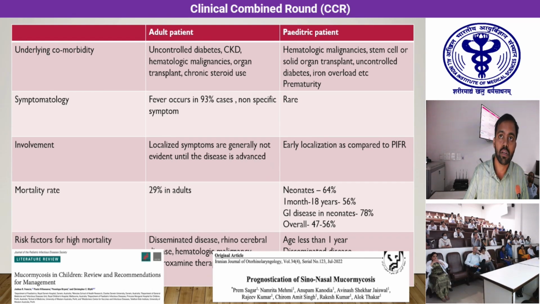So extensive disease is seen in the pediatric population, whereas localized symptoms are noticed early in the adult population. The disease extension is also limited. In pediatric patients, the most common will be the rhino-orbito-cerebral case, as compared to the adult population, where rhino-orbital is the commonest. Mortality is around 29% in adult patients, as compared to pediatric patients, where mortality can be up to 60%.